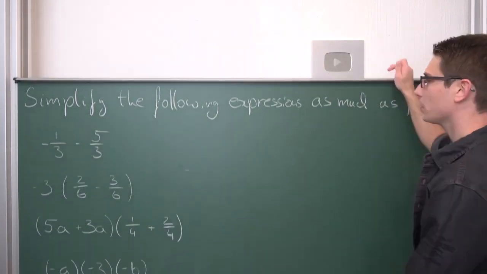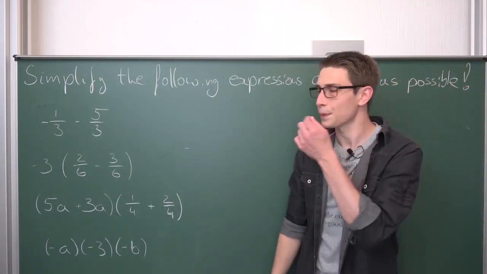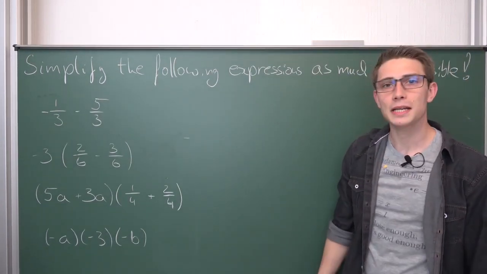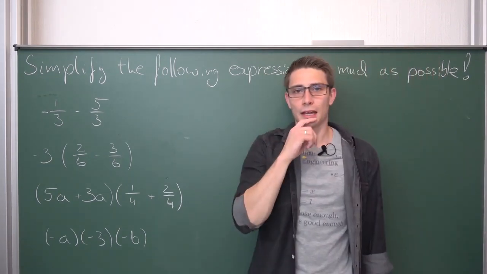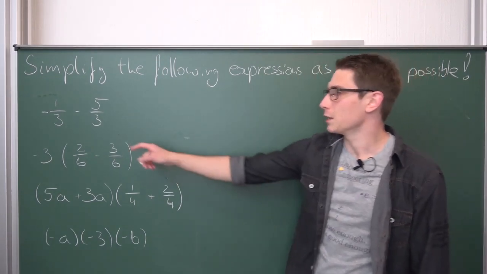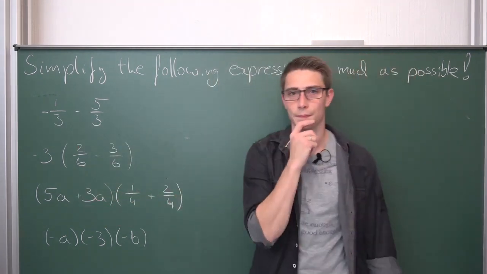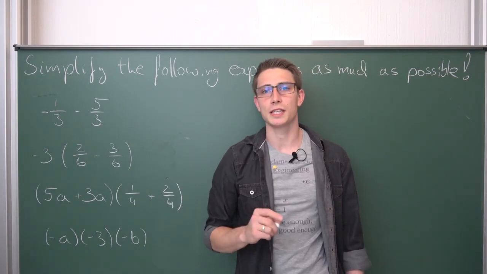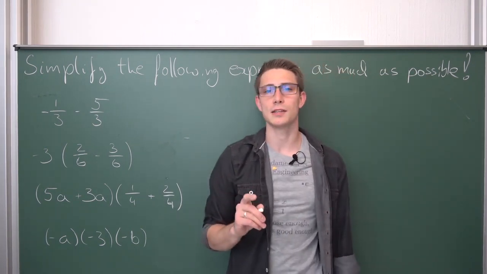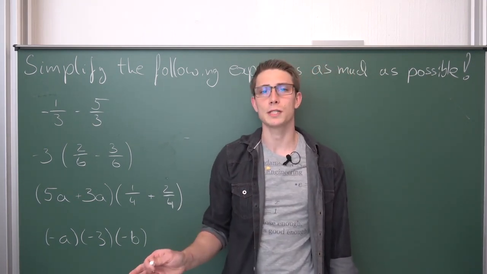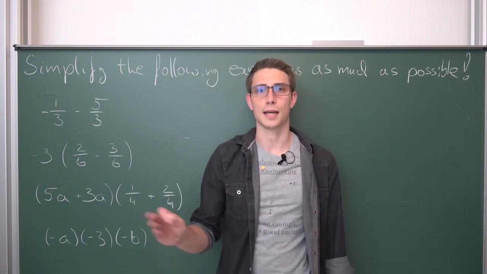So simplify the following expressions as much as possible. Negative 1/3 minus 5/3. At first you might see a little observation here. We have negative signs in front of each and every term here. So maybe think about what a negative number actually was. A negative number, for example negative 5, was nothing but negative 1 times 5.